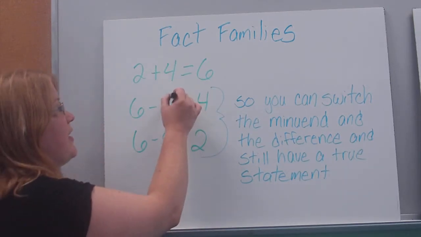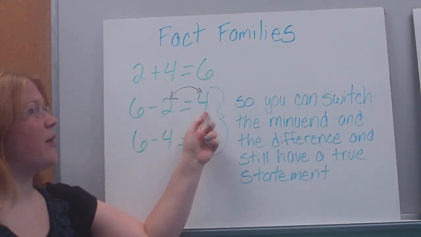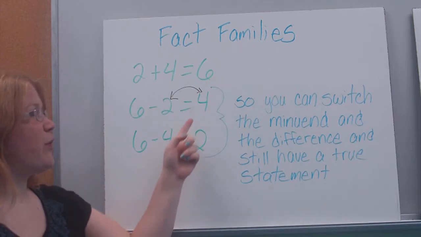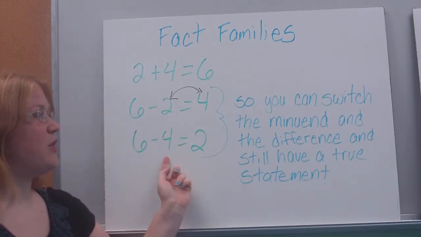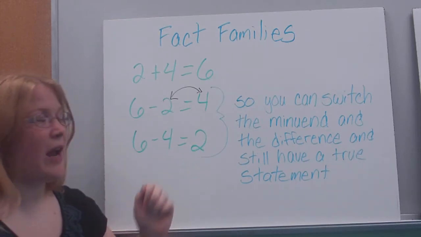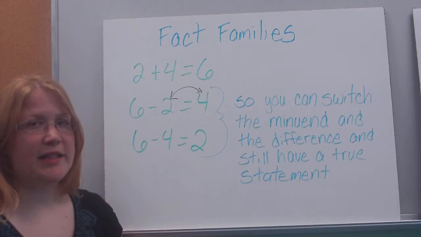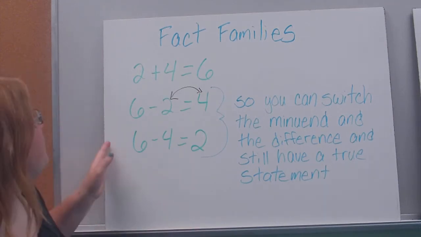So what you'll notice, ideally, is I can switch out my minuend, which is the first number, and my difference, and still wind up with a true statement. Here I flip-flop these 2 numbers. It's still a true statement. This is going to come in handy when subtracting our variable instead of the other way around. It's going to make it a lot easier for you to solve the equations.